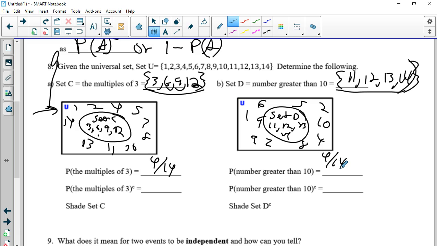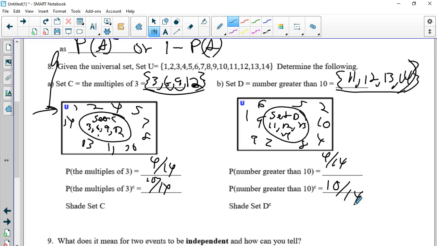Now, the complement is all the other choices. So if 4 are in this set, that leaves 10 outside the set. So that's 10 out of 14. And unfortunately, same thing here. 10 out of 14. Not really good practice.